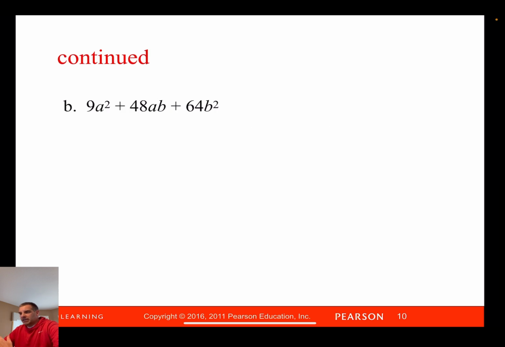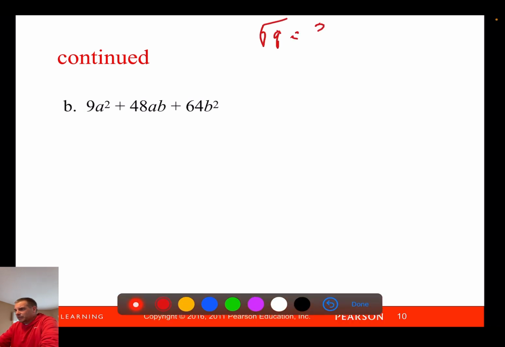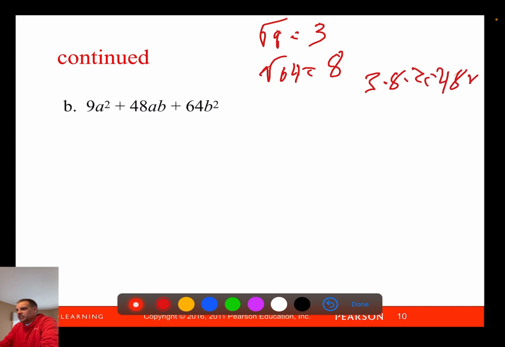Okay? So if we look at the second one, let's try to do it the fast way. It's kind of this long thing. If I take 9 times 64, that's going to be quite hard to do. Well, the square root of 9 is 3. The square root of 64 is equal to 8. So 3 times 8 times 2 is 48. So it checks off. Because it checks off, the square root of this is going to be my first term. So 3a is the square root of that one.